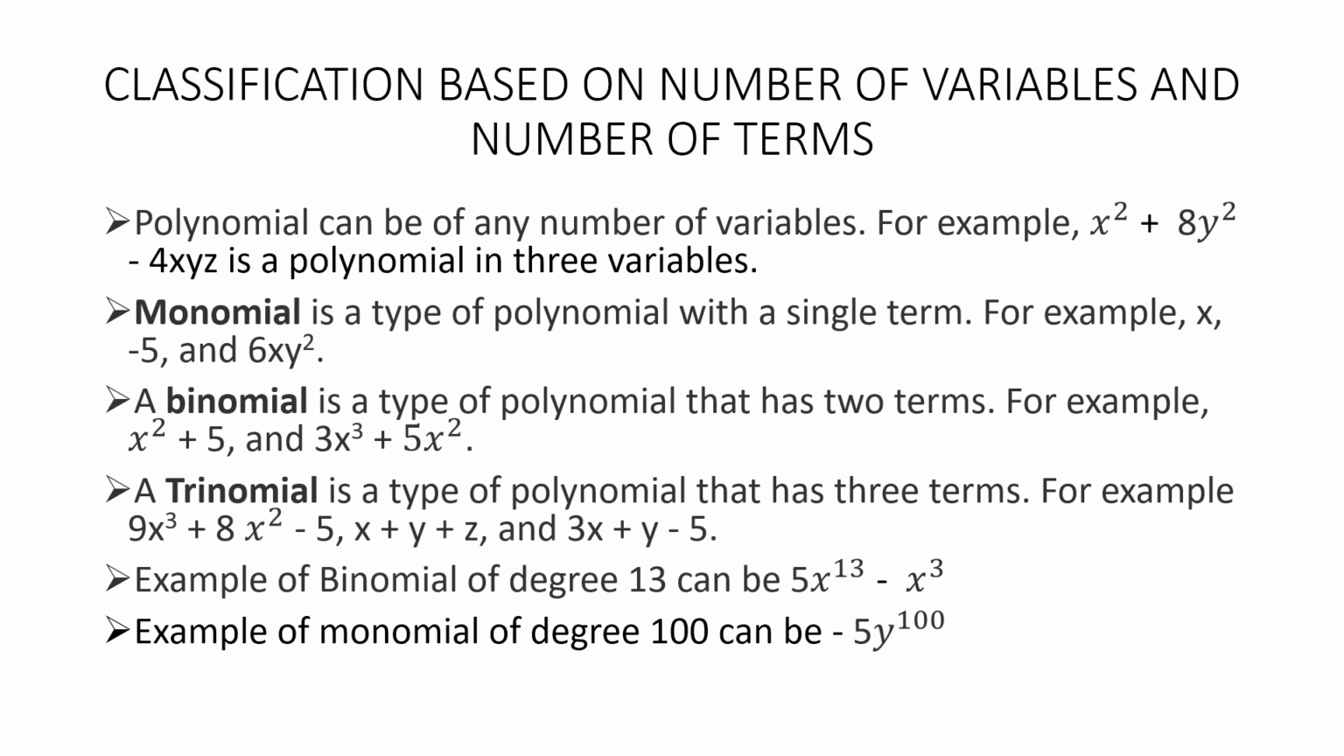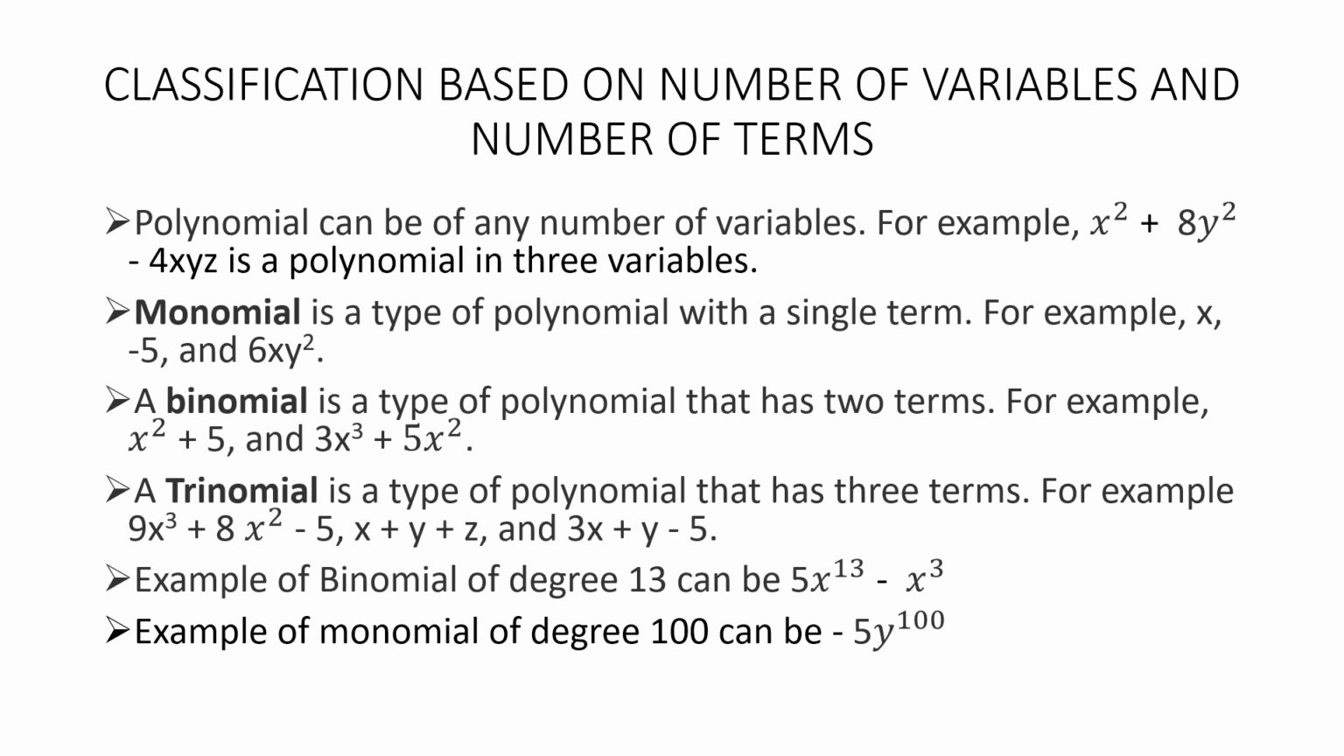Now the classification based on number of variables and the number of terms. A polynomial can have any number of variables. For example, x square plus 8y square minus 4xyz is a polynomial in 3 variables. Now according to the number of terms also it can be classified. A monomial is a type of polynomial with a single term. Only one term is there. For example, just x, just minus 5, say 6xy square. Any polynomial having just one term.